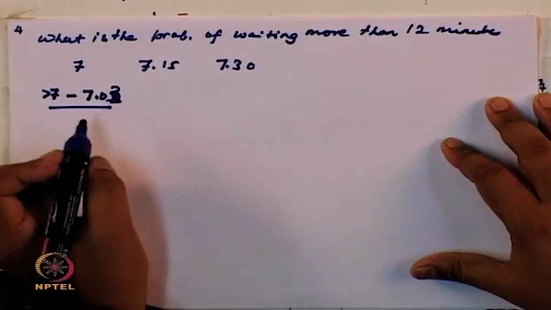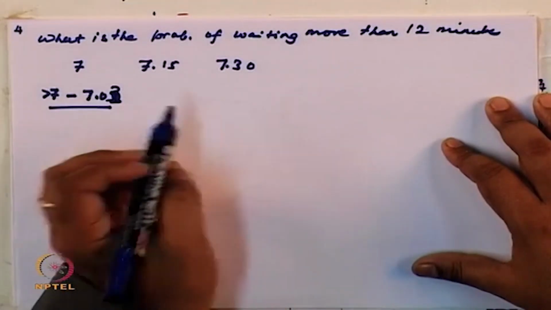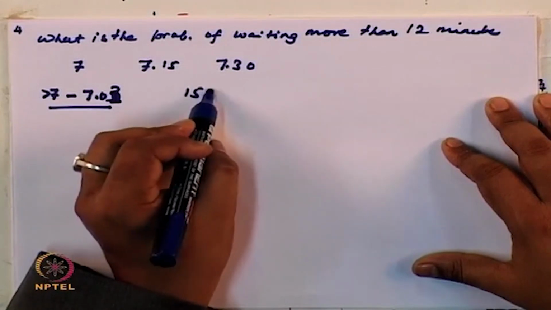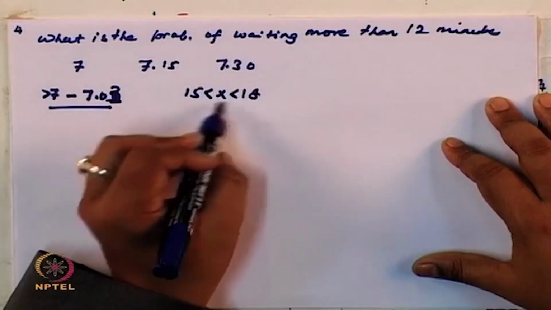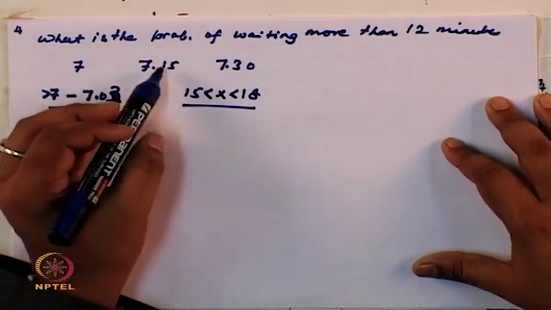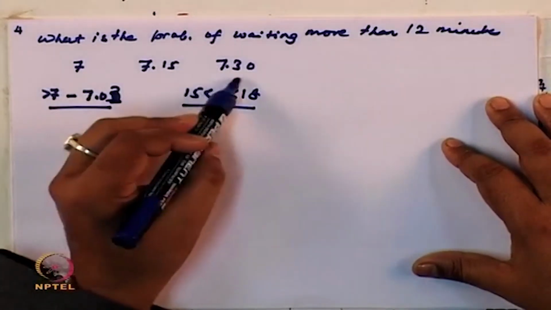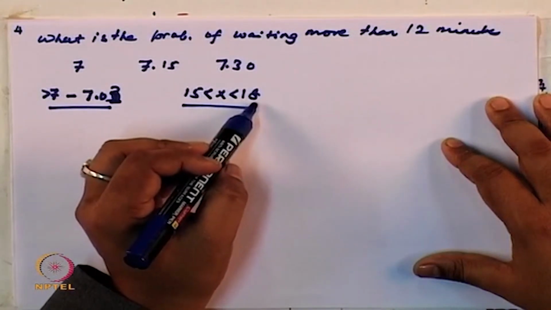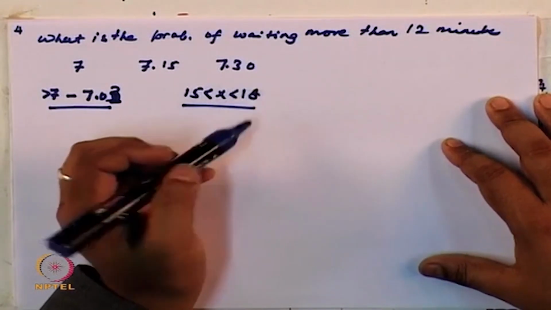And similarly, he can arrive any time right after 7:15 to 7:18. If he arrives just after 7:15, then he would have to wait for 30 minutes, which is more than 12 minutes, and the latest he can arrive is 7:18. In that case, he will have to wait for exactly 12 minutes.